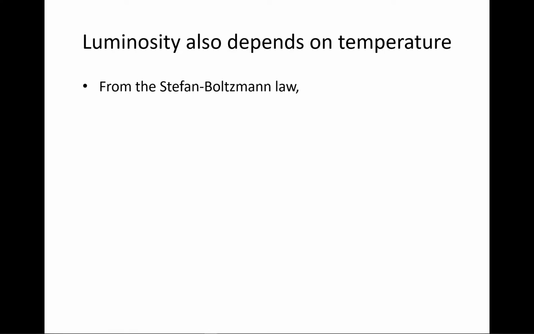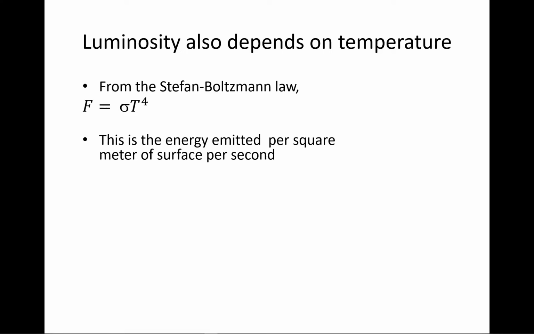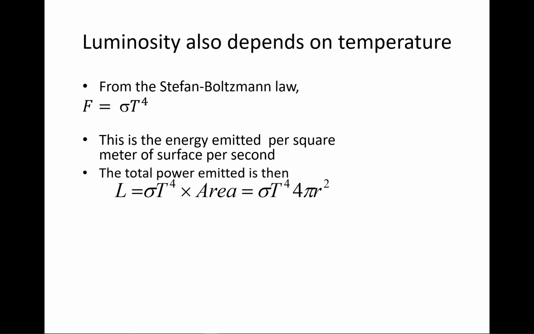And luminosity also depends on temperature. The luminosity of a star is going to equal the star's surface area times how much light it gives off per square meter. And from the Stefan-Boltzmann law, F equals sigma T to the fourth, that's the power it gives off, or the total energy it gives off per square meter of surface area per second. Energy emitted per second, which is power. The total power emitted then is going to be the luminosity. That'll be sigma T to the fourth times the area of the surface of the star, which is 4 pi r squared. That's the area of a sphere, where r now is the radius of the star.